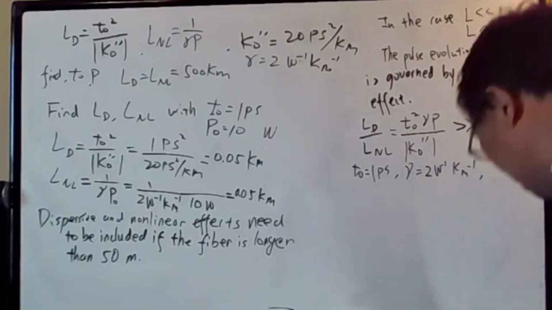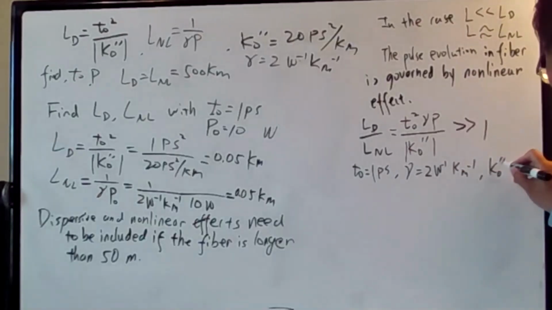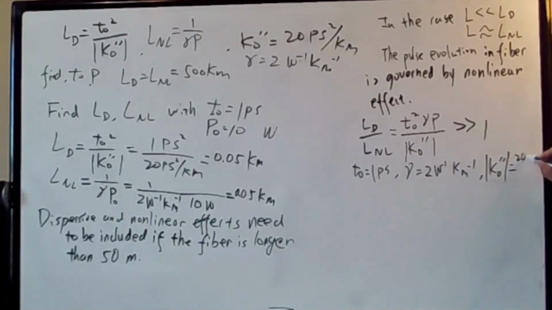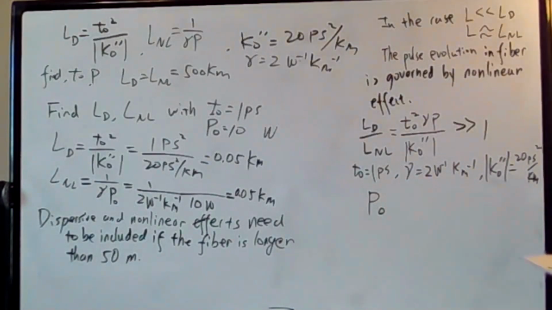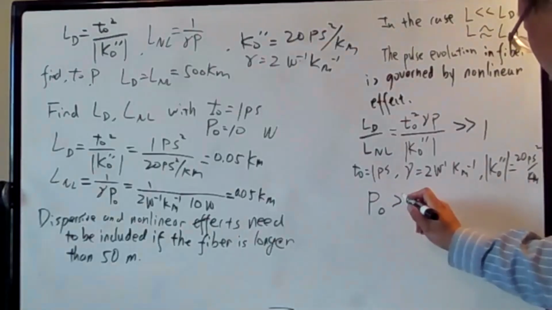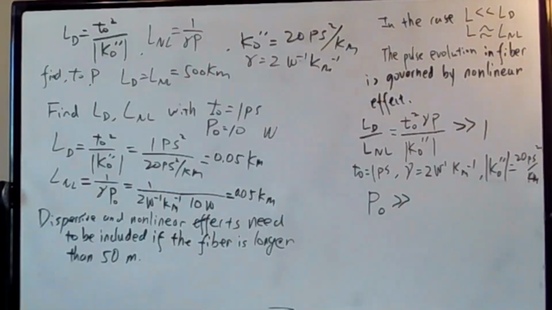So let me look at the power. In this case, K naught double prime is 20 picosecond square over kilometer, right? Can you see it? So with that, can you actually calculate how much the power is? Use this relationship and find out what number the power should be equal to.